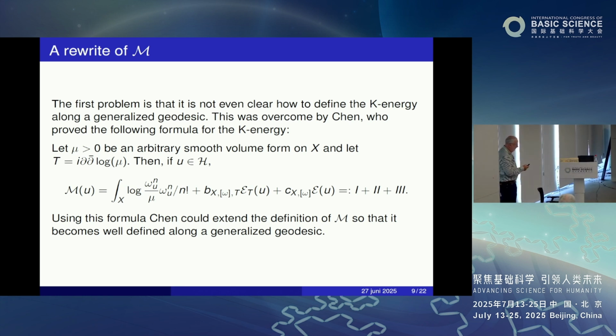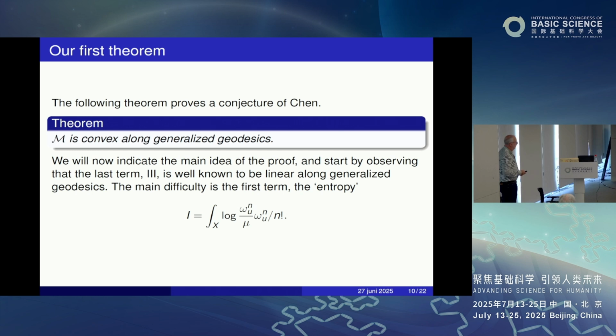So then you have the question, yeah. So the obvious question is answered by our theorem then. It says that M is convex along generalized geodesics. And I would like to say a few words now about the main idea of the proof. I will sketch the proof without any details.